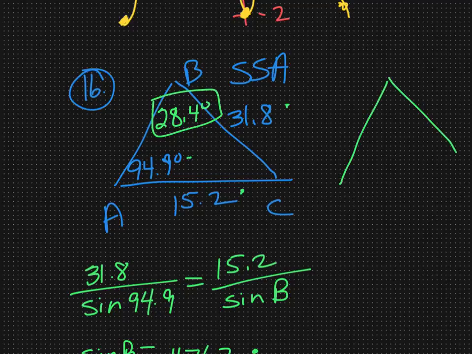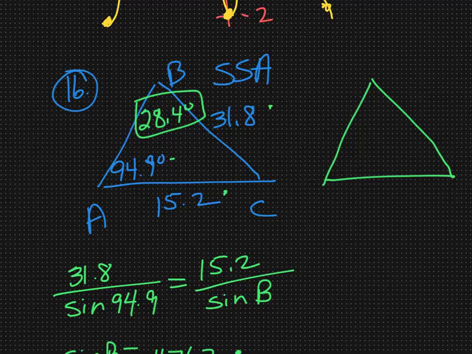And remember, the second one's going to be labeled the exact same way as the first one. So this angle's still 94.9. This side is still 31.8. This side down here is still 15.2. But now remember, we assume that angle B on this triangle is 180 minus 28.4. And if you figure that, that's 151.6.